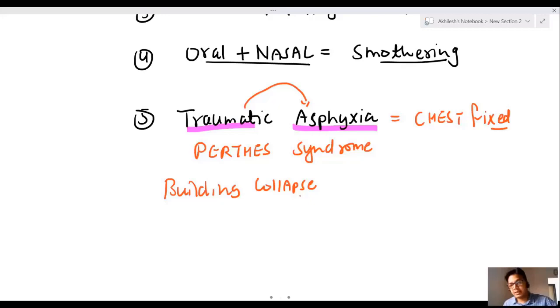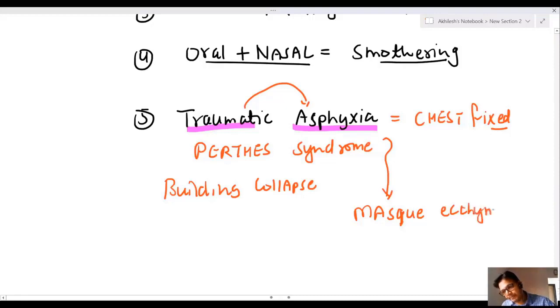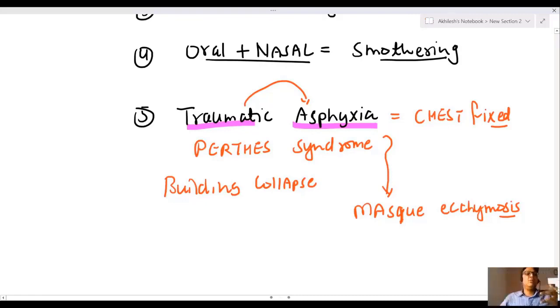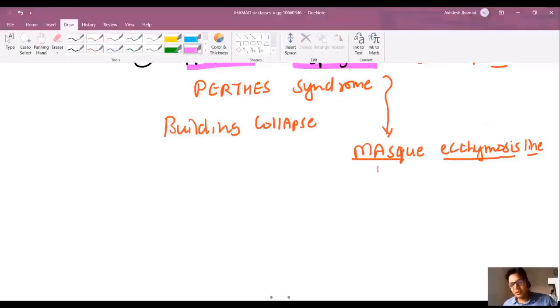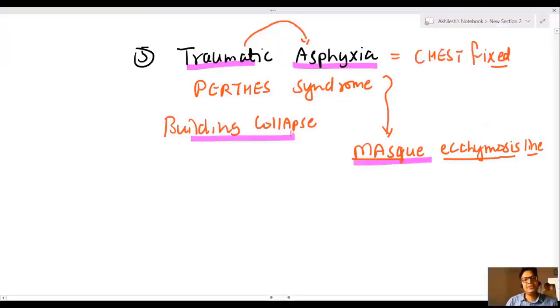And Doctor, in this traumatic asphyxia, there is the Masque ecchymotic line. This line is a demarcation between the compressed area and the non-compressed area. If the chest is compressed, there will be a line between compressed and non-compressed areas, but you just remember this is the Masque ecchymotic line. Traumatic asphyxia: chest is fixed.